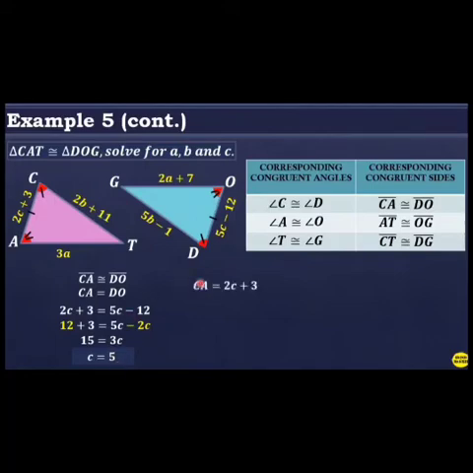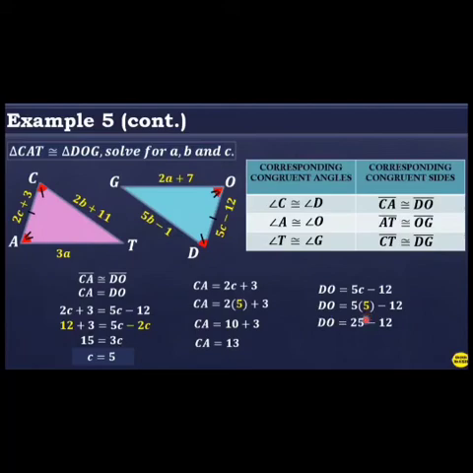Okay, let us check. Our CA is 2C plus 3. It should have the same measure as DO. Substitute 5 for C. 2 times 5 is 10, plus 3, so we have 13. For DO, they should be equal because they are congruent. DO is equal to 5C minus 12. Substitute 5 also. 5 times 5 is 25. 25 minus 12 is also 13.